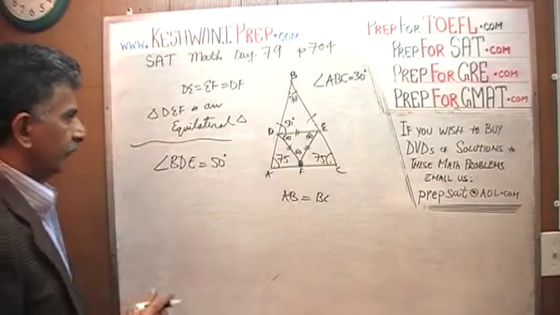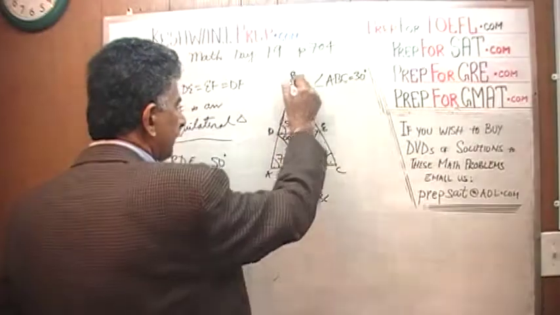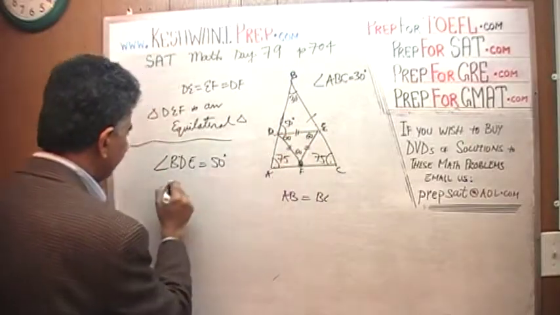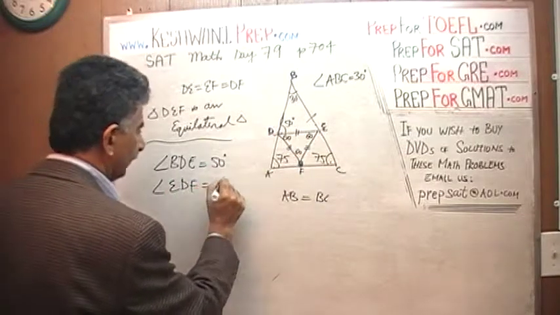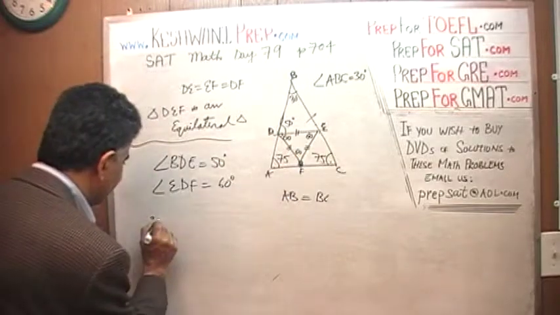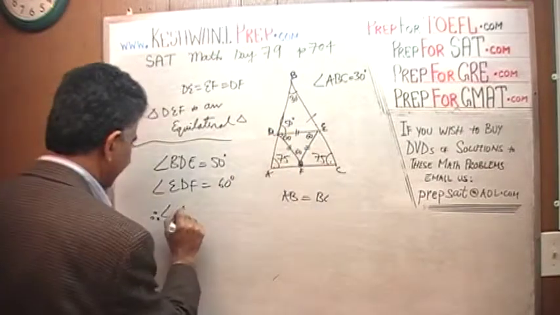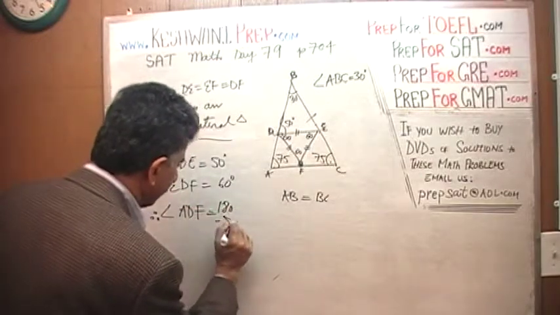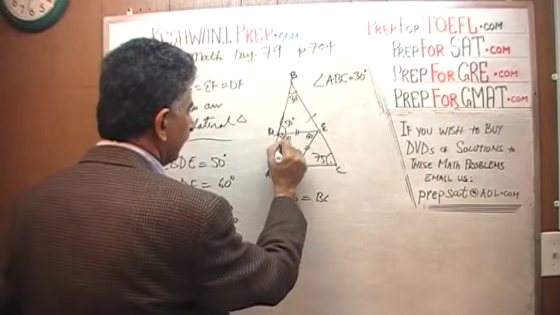Okay? If angle BDE equals 50, and we know that angle EDF equals 60, that's this angle right here, and since a straight line makes 180, therefore angle FDA or ADF must equal 180 minus 50 minus 60. 180 minus 110, which is 70 degrees. This angle right here is 70 degrees.